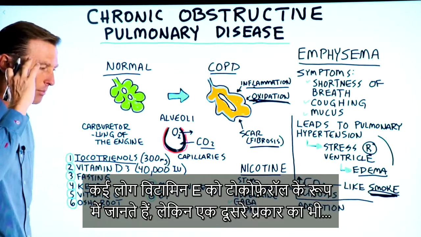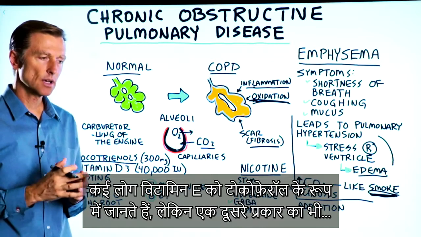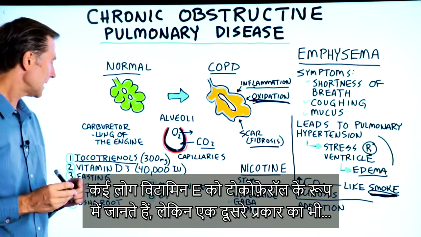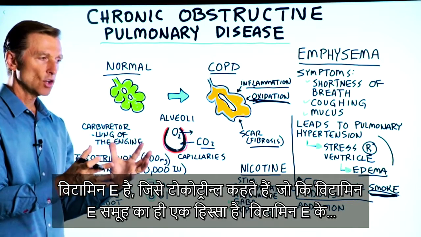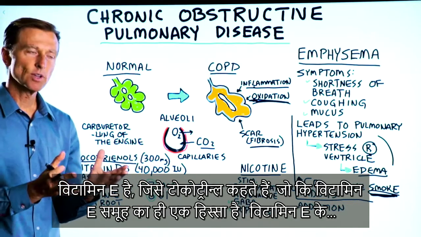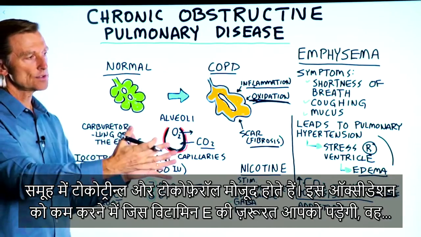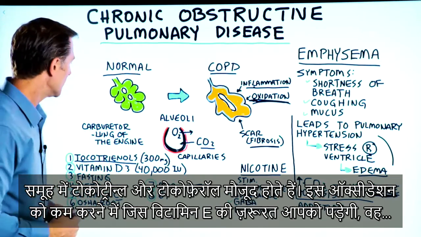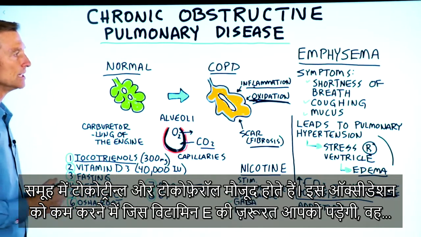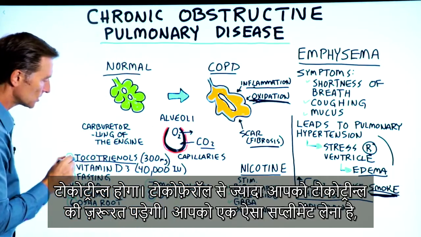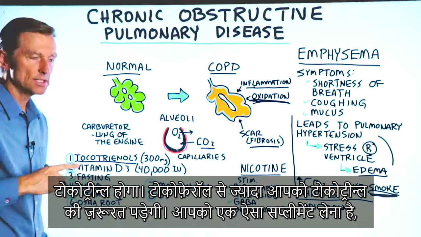Now, most people might associate vitamin E with tocopherols, but fairly recently there was a type of vitamin E called tocotrienols, which is really in nature part of the vitamin E complex. So you have tocotrienols and you have tocopherols. The type of vitamin E that you would need to help reduce this oxidation would be the tocotrienols, more than the tocopherols.